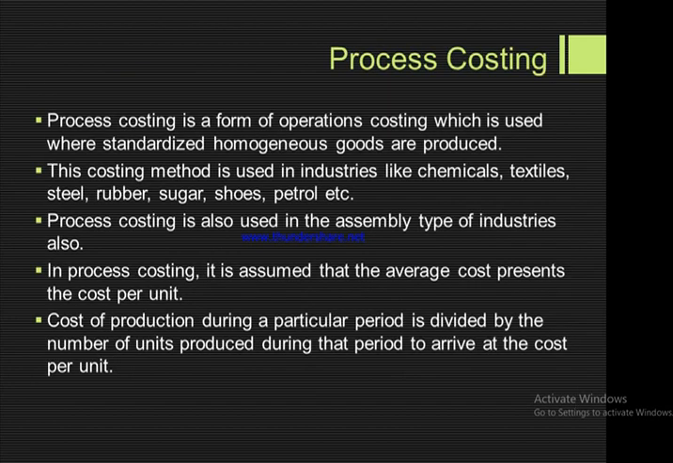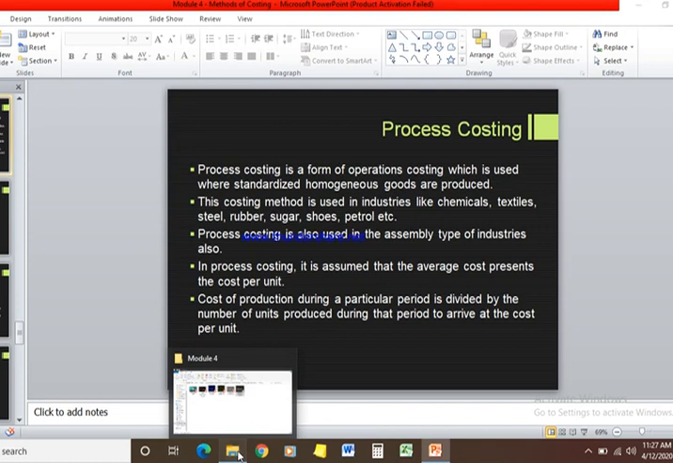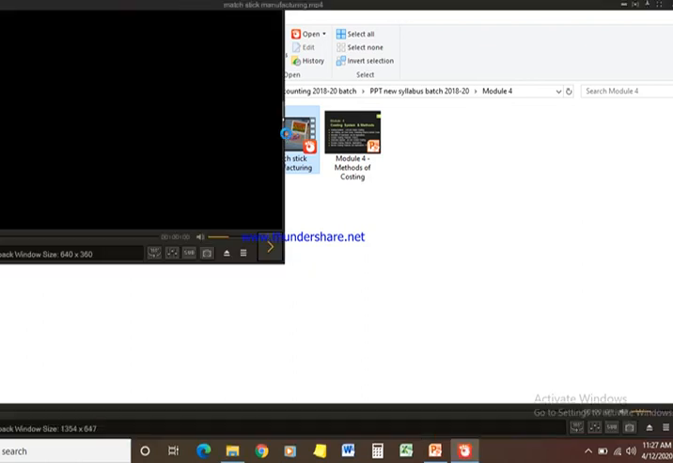The next method of costing we need to understand is process costing. So before we move on to understand what is process costing, let's also see a video. This particular video is basically on matchbox manufacturing.